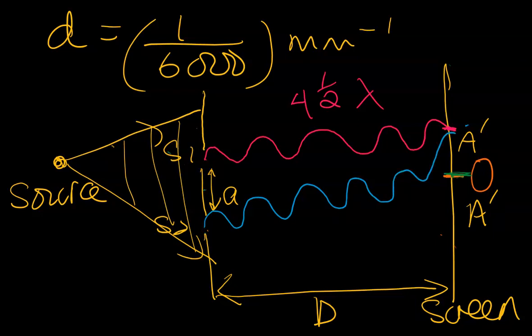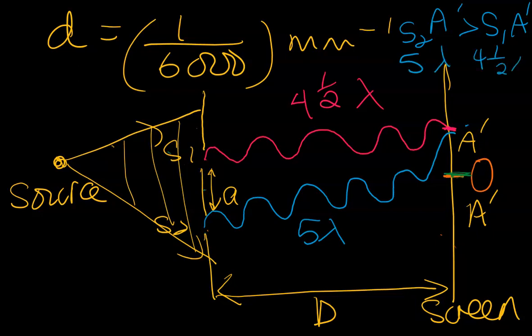Good. So now, when I have 5 wavelengths, S2A prime is greater than S1A prime. So I have 5 wavelengths compared to 4.5. That means that at this point where they meet, based on how they overlap, they have a path difference of half a wavelength.